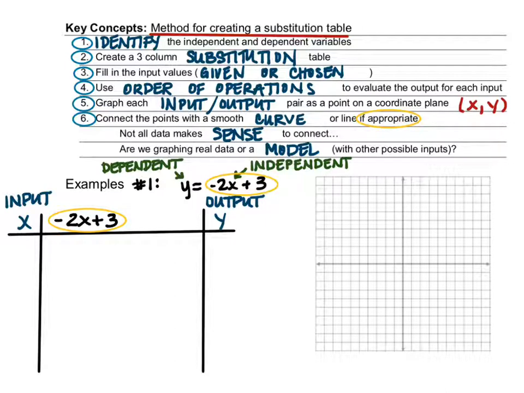So it's telling me that I'm going to be multiplying my independent variable by negative 2. And then, because order of operations tells me I need to multiply first, then I'm going to add 3. So that's why order of operations, I put that in there. It's super important that we make sure we can recognize what's happening to the variable.